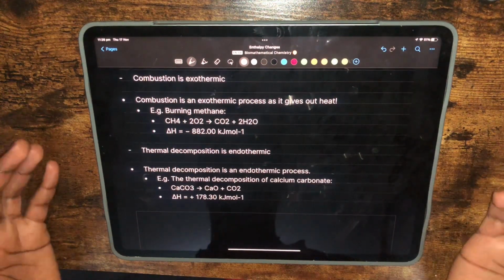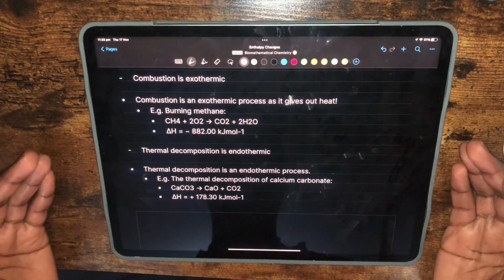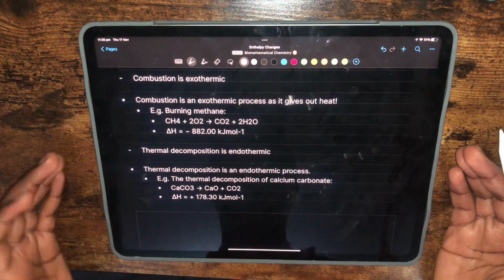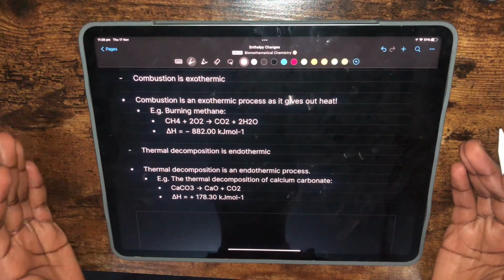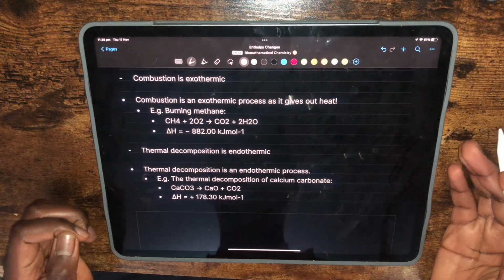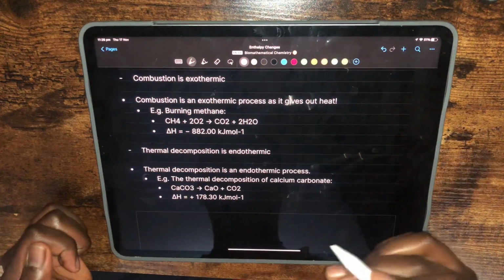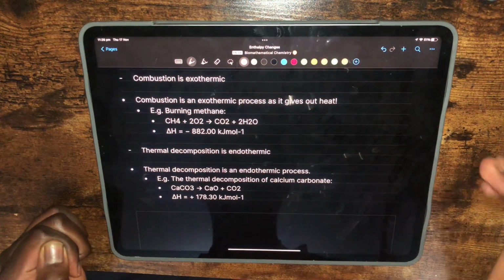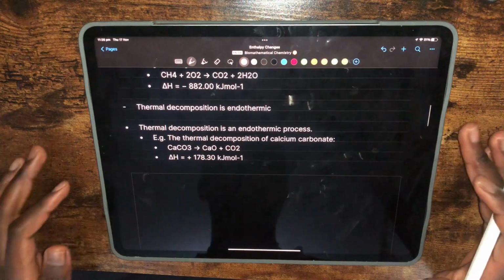So thermal decomposition is an endothermic process. For example, the thermal decomposition of calcium carbonate. So calcium carbonate will be heated to break it down into calcium oxide plus CO2. As you can see here, the overall enthalpy change is a positive value, 178.